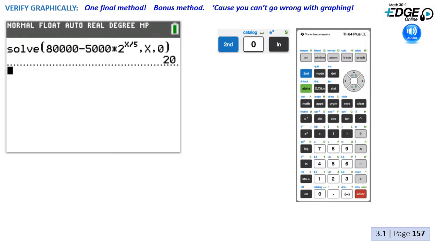But for any graph with an unlimited domain and only one solution, it doesn't really matter what value you put in. Here we guessed 0, you could have guessed 10, you could have guessed 40. In all cases, once you press enter, the calculator will say, your guess is incorrect, the answer you wanted was 20.